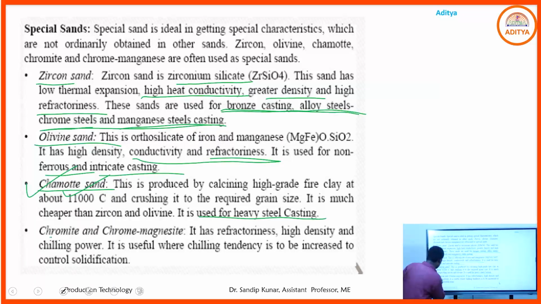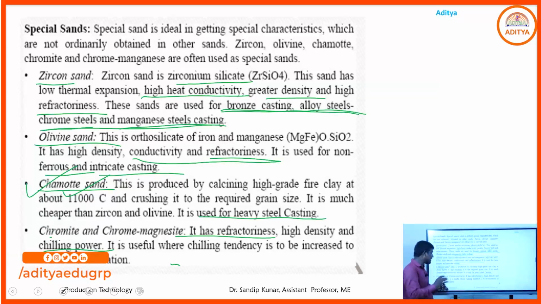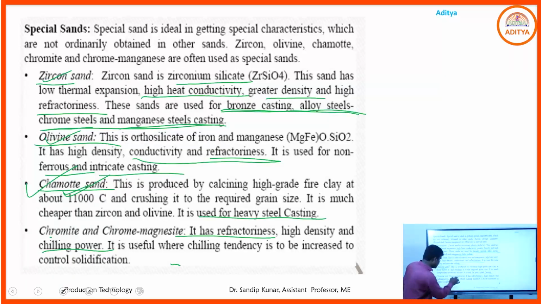Another is chromite and chrome-manganese sand. It has high refractoriness, high density, and high chilling power. It is used where chilling tendency is to be increased to control solidification, meaning this type of sand is used for heat removal, for chilling purposes. By chilling the casting, we control the solidification. So every sand, zircon sand, olivine sand, chamotte sand, and chromite and chrome-manganese sand, has a different use.